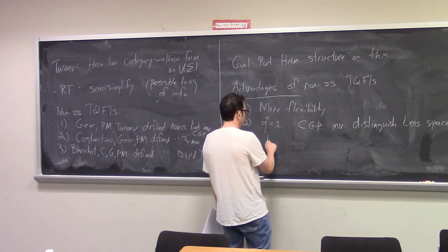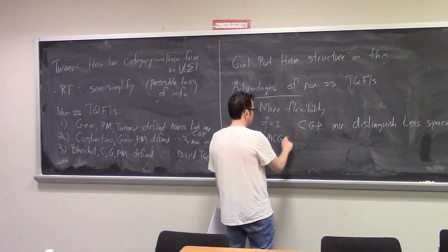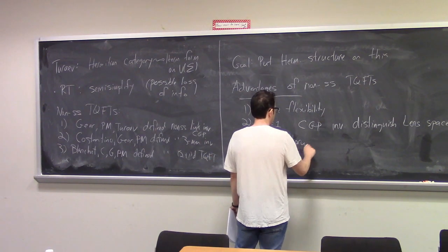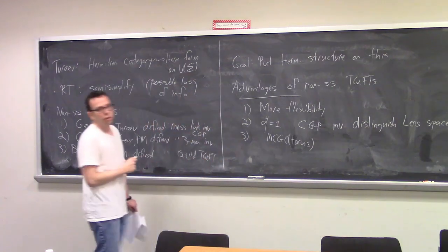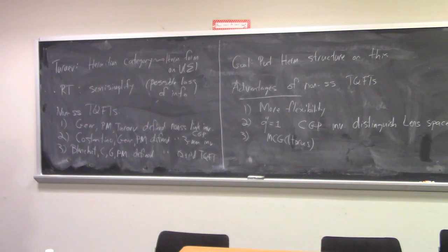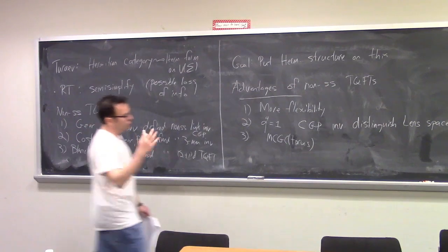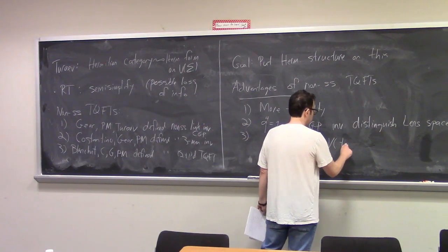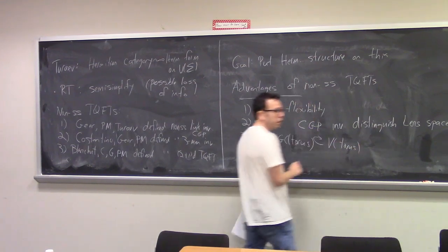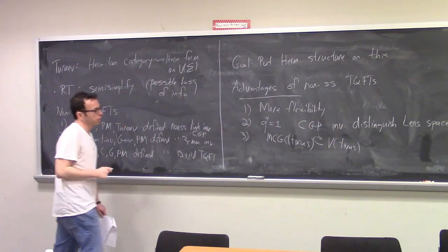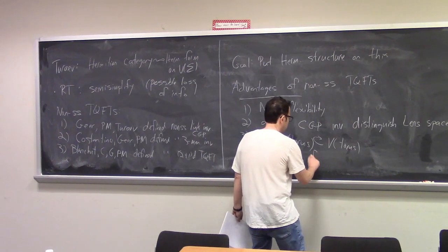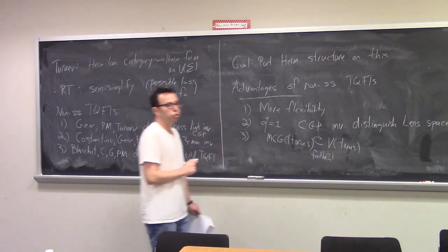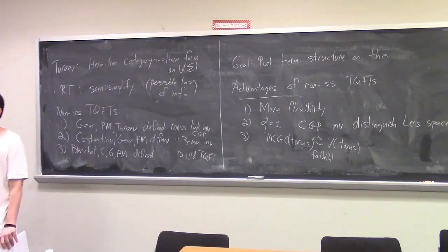So you could look at the mapping class group of the torus. So this is the group of homeomorphisms of the torus. And by general TQFT constructions, this acts on the state space of the torus. And this action is faithful, which is not true in the classical setting.